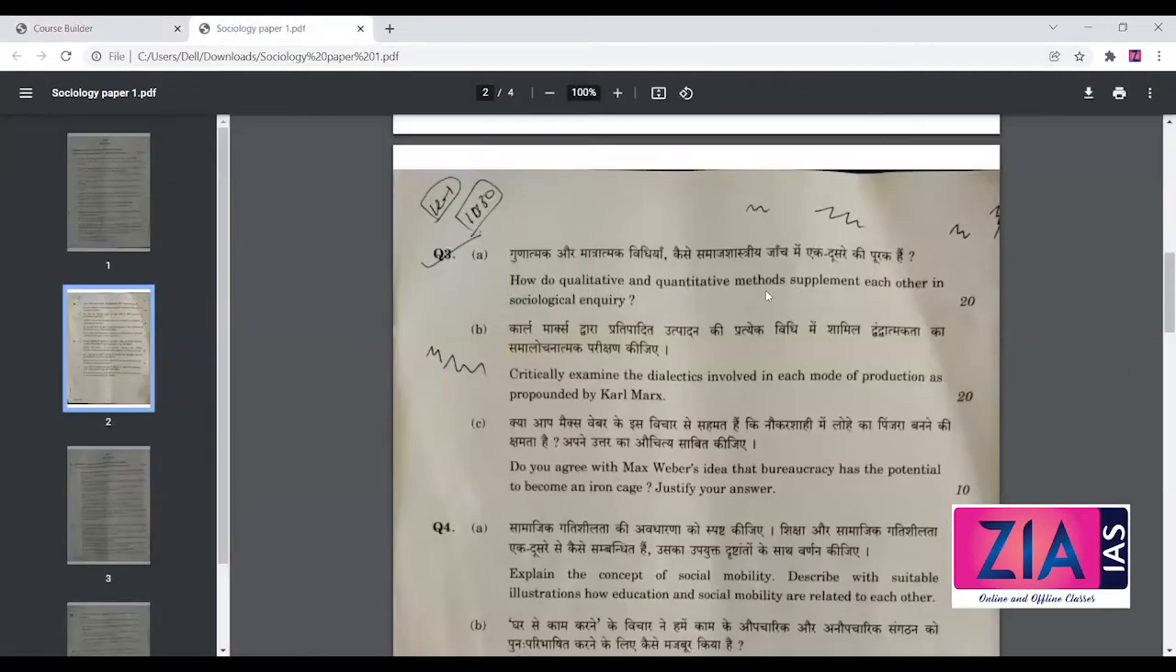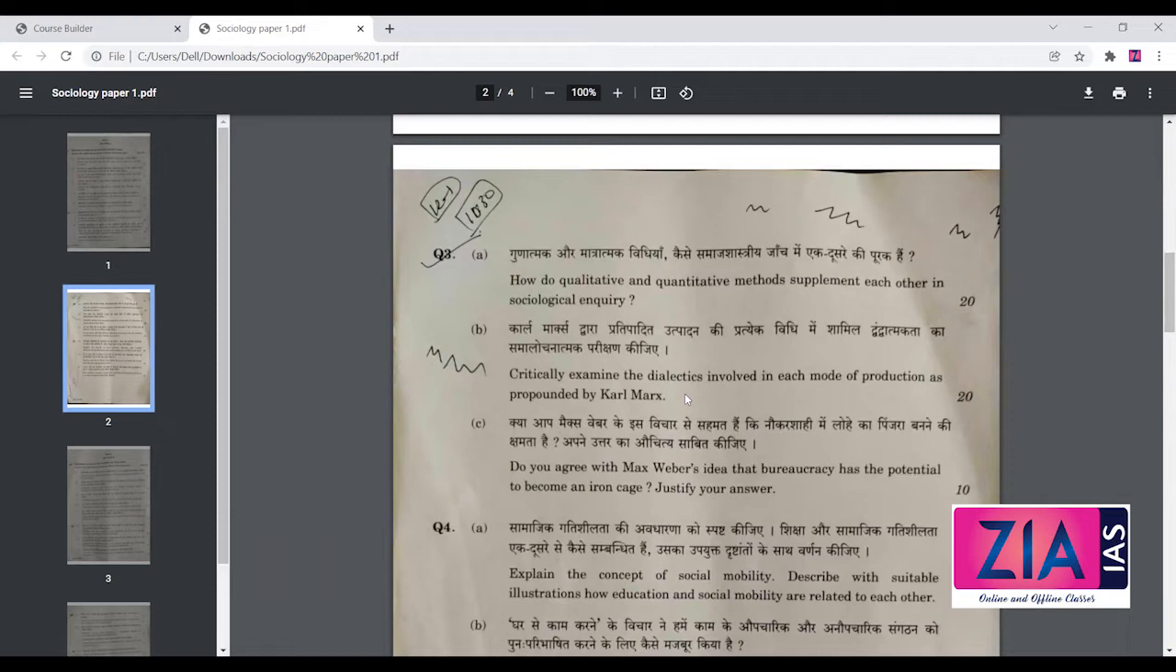And that too, very good one, 20 marker. I'm going to get a lot of content here. I don't have any problem. Critically examine the dialectics involved in each mode of production as propounded by Marx. Marx's theory of historical materialism, mode of production we have discussed. We also discussed dialectical materialism, what exactly dialectical materialism is about, what is dialectical idealism, how Marx modified that and took it to materialism.